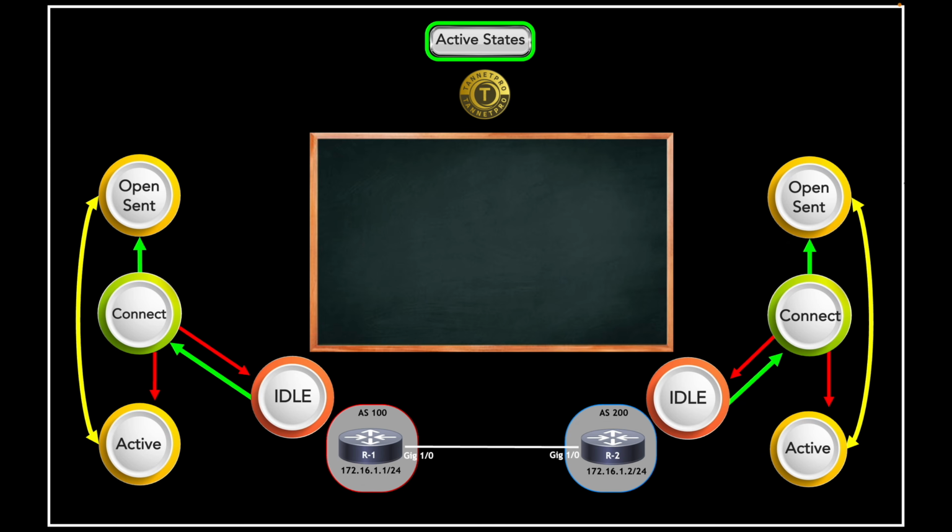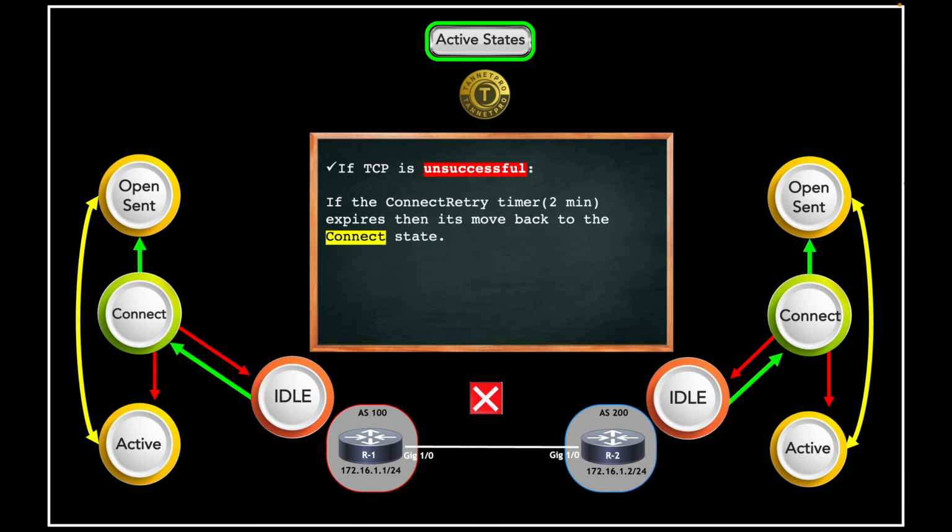Now we understand, if the three-way handshake gets successfully completed in active state, it will send an open message and change state to open send. That is fine. But what if it is unsuccessful, right? When the connection retry timer expires, it moves back to the connect state, right? If again it is not able to successfully establish within the 120 seconds, then it resets, right? If the connection retry timer expires, it goes again to the connect state.